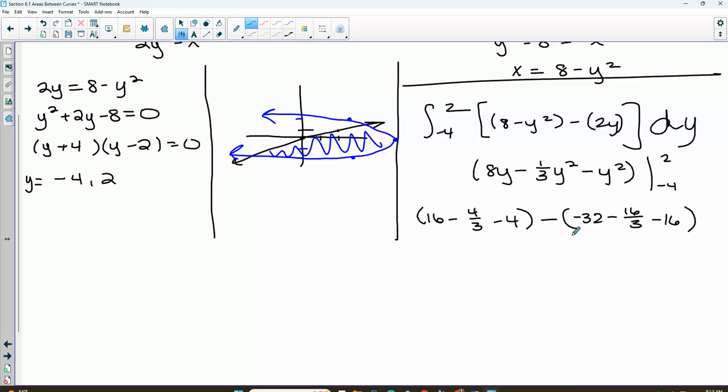Should y squared have been cubed on the 1/3? Oh, thank you. That's going to change things, won't it? We don't know, we're getting 8/3. And -4 cubed is -64. So thank you.